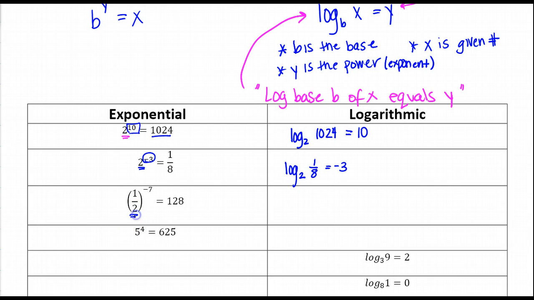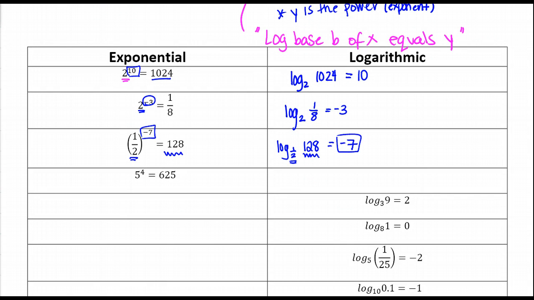So now my base is 1/2, and that's okay. Bases can be anything. Don't get scared because it's a fraction. But again, remember that 1/2 is a small subscript of the log. So log base 1/2 of 128 equals -7. So base, given number, exponent. Base, given number, exponent. It all matches in a very specific spot.